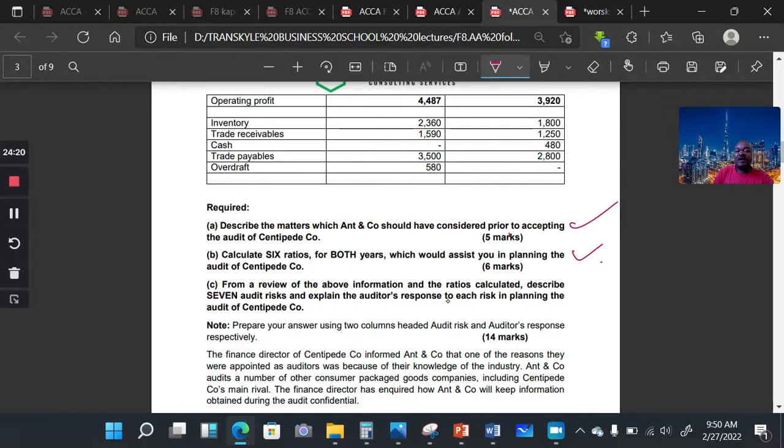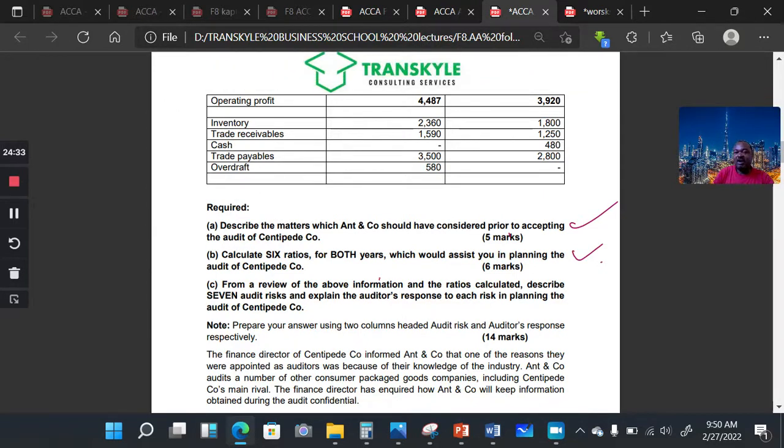From a review of the above information and the ratios calculated. So from the review of the information, the examiner is trying to say that from the narrative, from the scenario outside the figures, because ratios are calculated from the figures in the table, but information should give you a hint that the examiner is referring to the narratives, the narrations, the scenario. Describe 7 audit risks and explain the auditor's response. So we need 7 audit risks and their corresponding responses in planning the audit of Centipede Co.